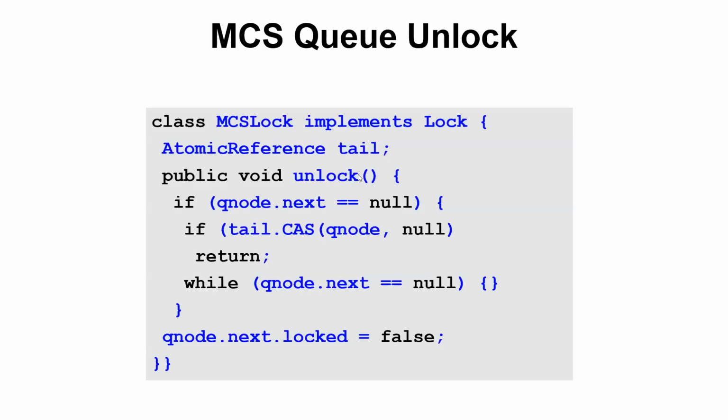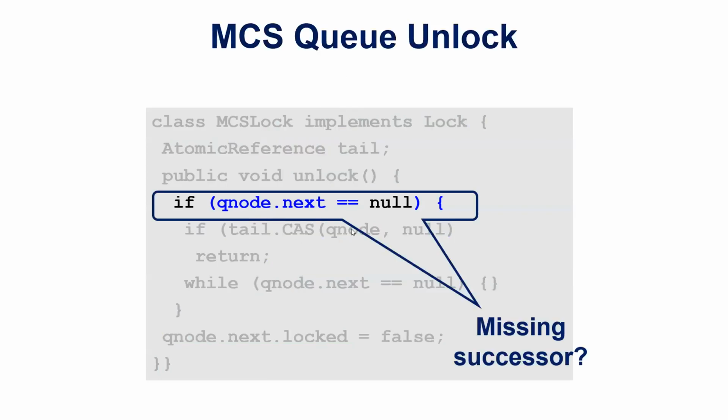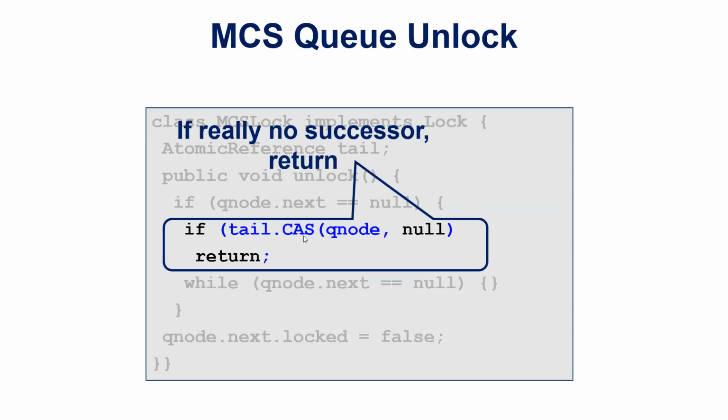Now, this is the unlock method of MCS lock. Here, first what we are doing is we are checking qnode.next equals null, meaning we are checking whether there is any node after the current node. If there is a node, then we can pass the lock to the next thread. If there is no qnode, then we perform the CAS operation, compare and set. Here tail.compareAndSet(qnode, null). So if there is no qnode, then we return.